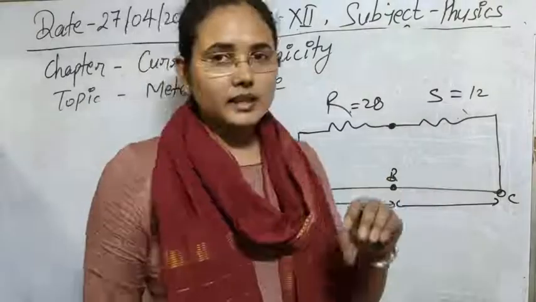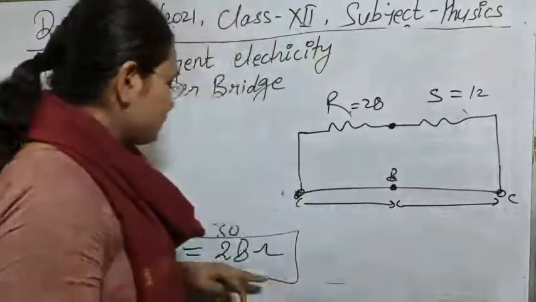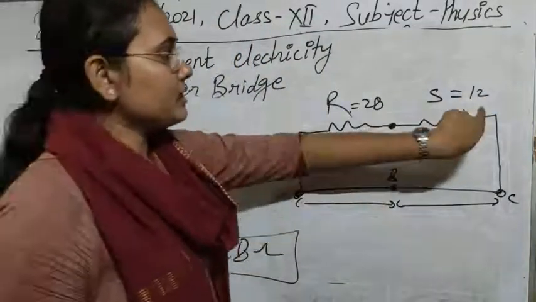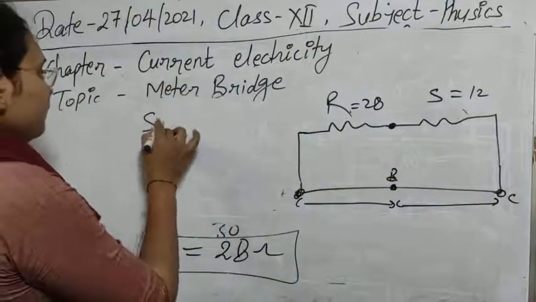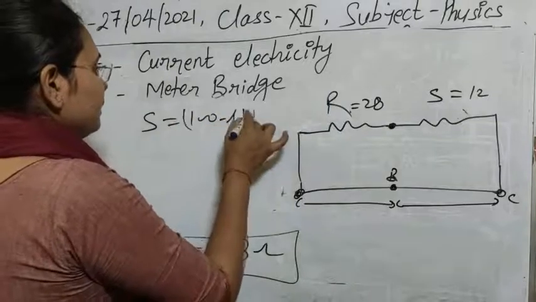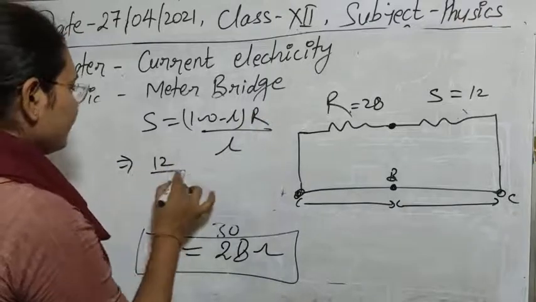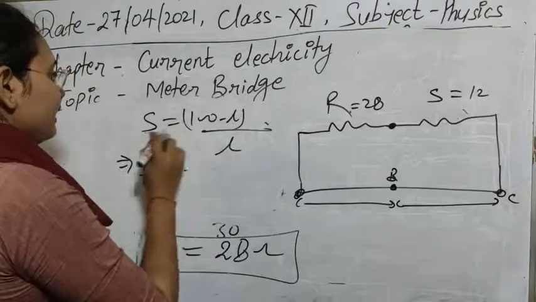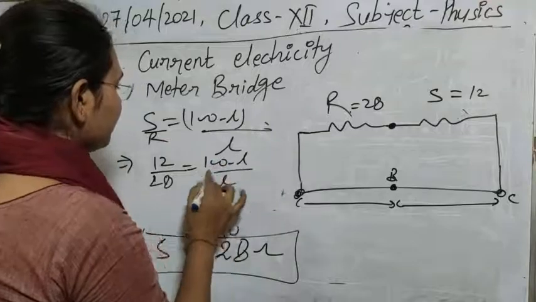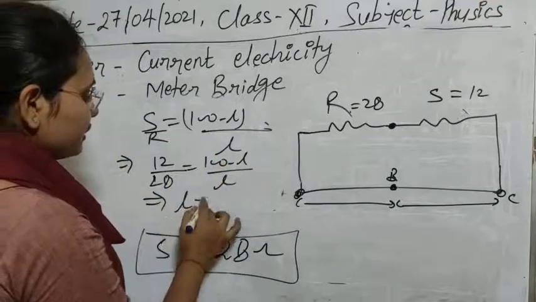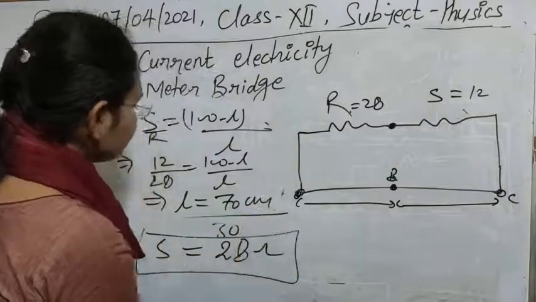In our question it is said that if we interchange these two resistances, means simple, before this S was 28, now suppose S is 12 ohm and R is 28 ohm, then what will be the value of L here? As we have the formula S equals (100 minus L) R upon L, S has value 12, and suppose R we are taking this side, so we can write S upon R. So this will be 28, this is 100 minus L, this is upon L. Now you can solve this equation, and if you solve it, the value of L obtained is 70 centimeter. So this is our answer now.